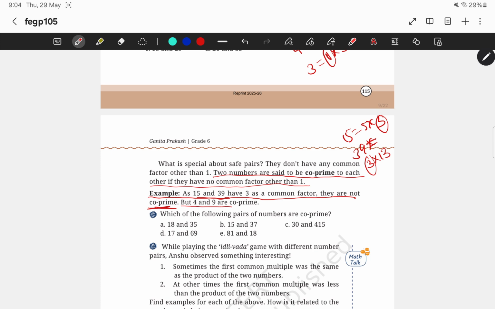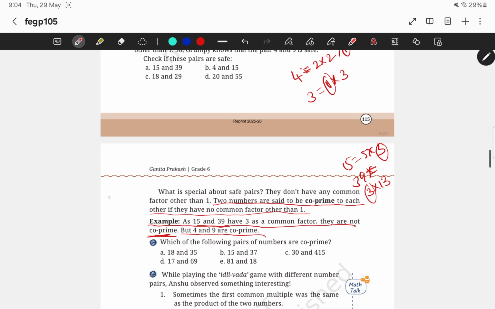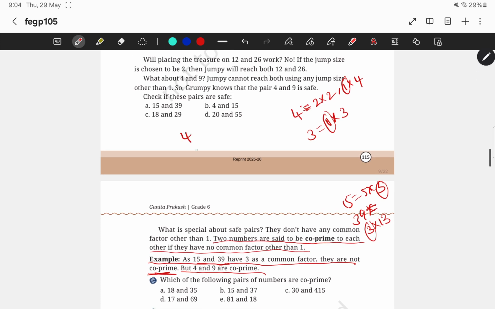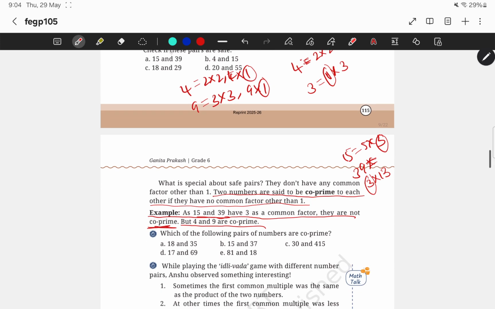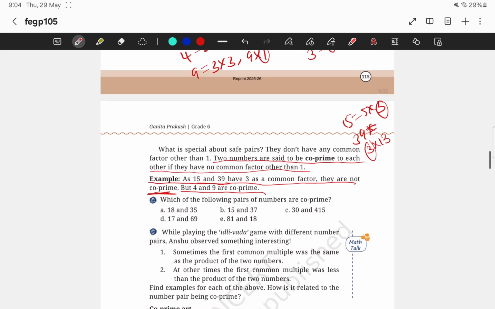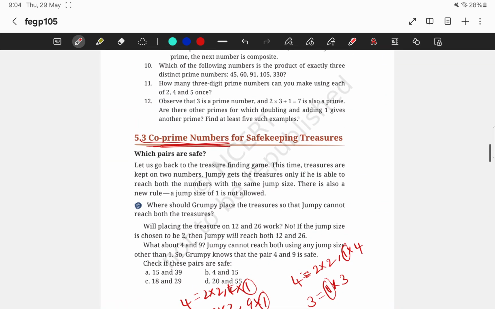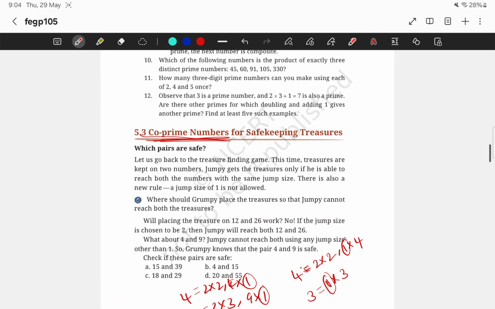So 4 and 9 are co-prime. For 4, 2 2s, and also 1 4; for 9, 3 3s and 9 1s. So here 1 is the common factor. If we get 1 as the only common factor, they are known as co-prime numbers. So these are the co-prime numbers.